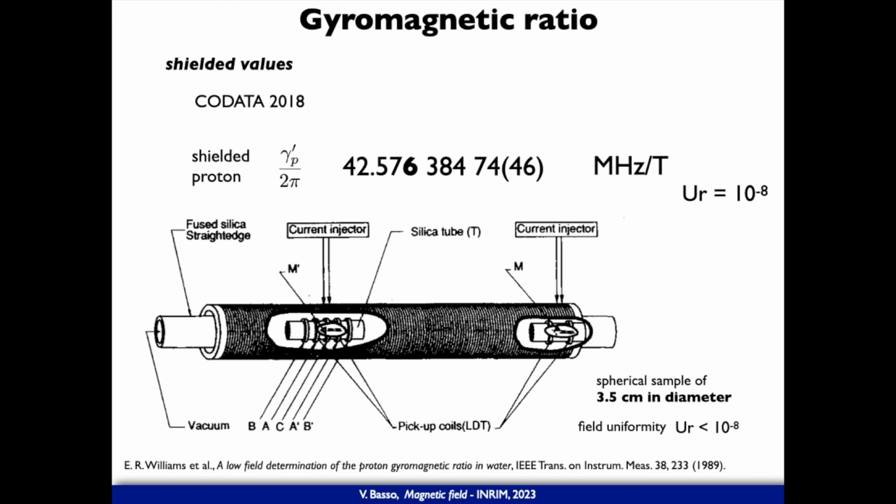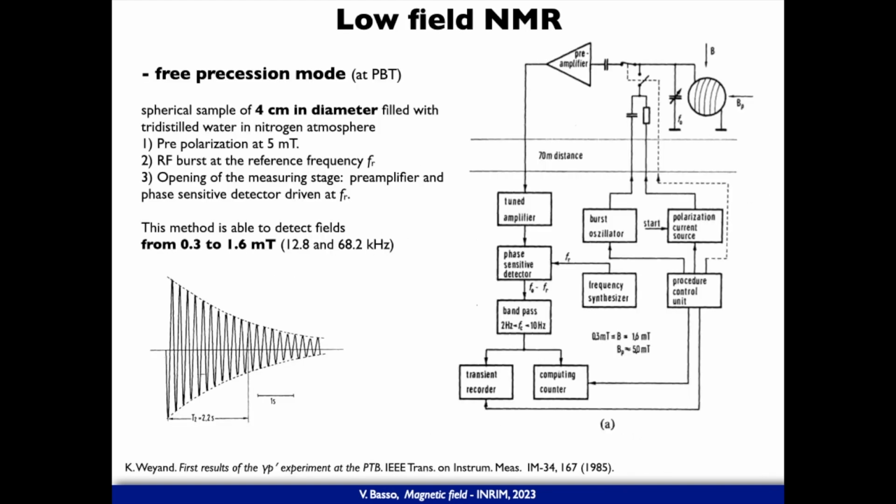Well, the gyromagnetic ratio of the precession of the proton spin can also be used at lower field. Then the frequency goes down. One can really see the oscillations, and it is a method that has been studied a lot also for very low fields. These are pictures and results coming from the activity in the 80s at the PTB.